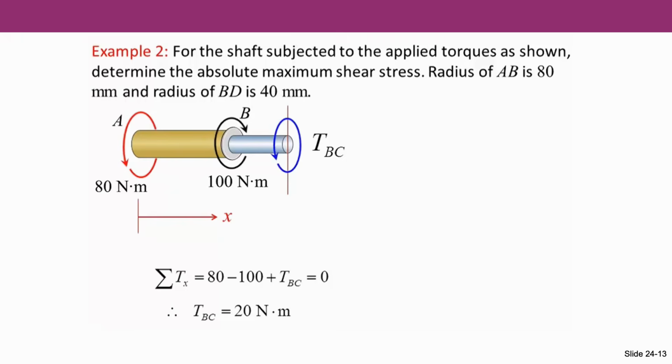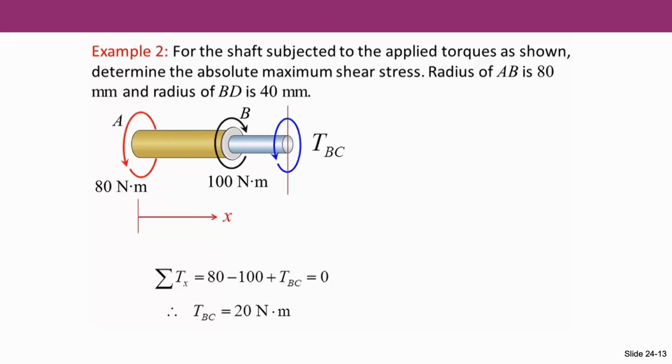We apply the method of sections. This will expose the internal torque TBC. Again, sigma Tx is equal to 0. 80 minus 100 plus TBC. I always choose the counterclockwise direction because the counterclockwise direction is positive in terms of torques. And if the result yields a negative sign, this means that I need to reverse the direction of the assumed one.